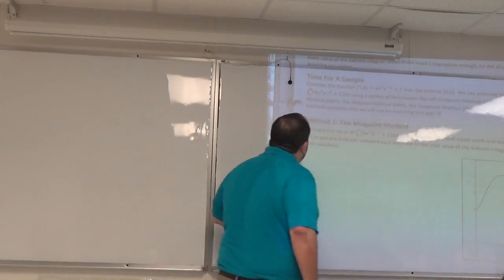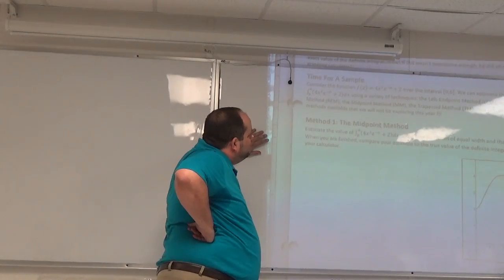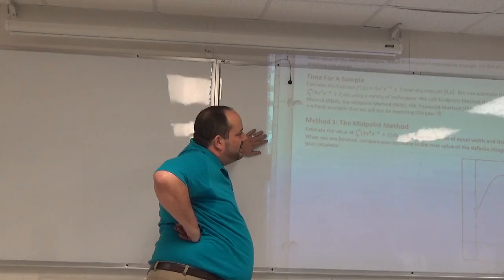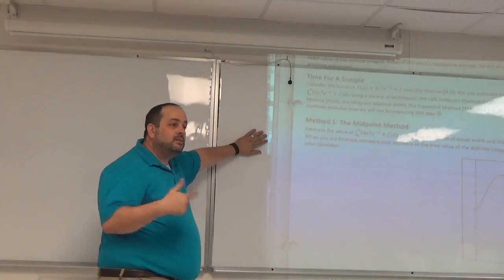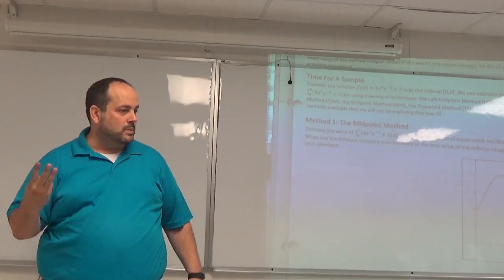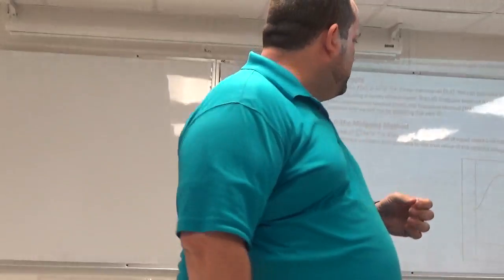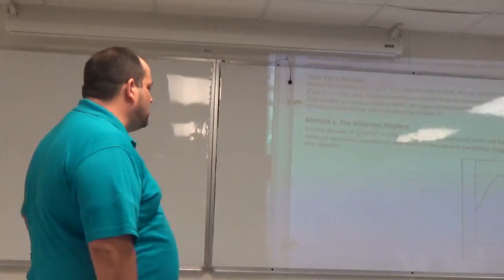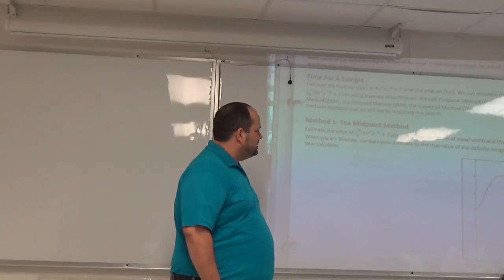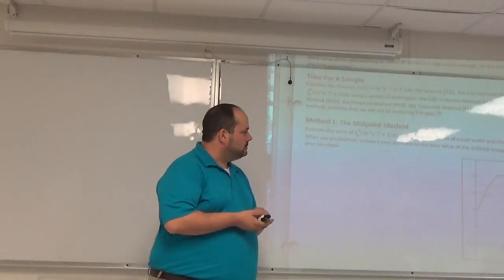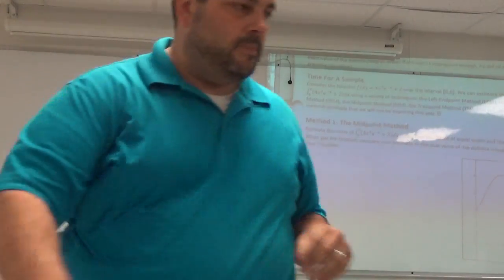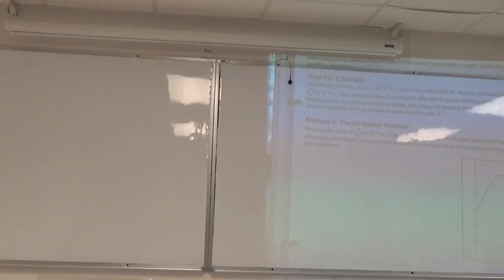Okay, so what we're going to do is estimate the exact value using a variety of techniques. We're going to use the left endpoint method, the right endpoint method, the midpoint method, the trapezoid method. We're going to start to see some shortcuts that Riemann figured out that you guys will figure out. What I want you to do first is get that function graphed on your calculator, please. Once you've got it graphed, get me your estimate.